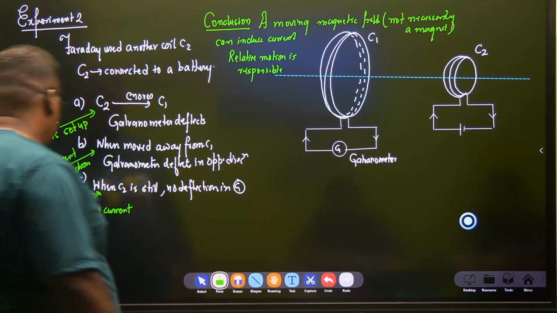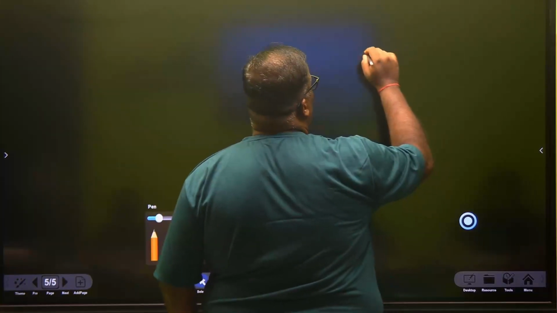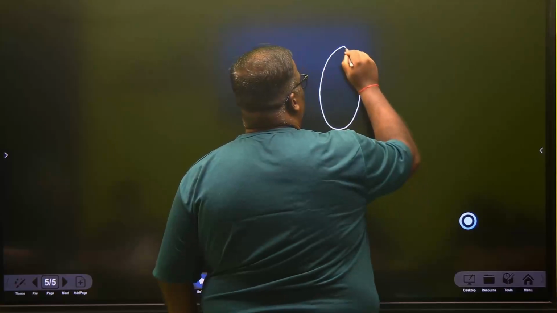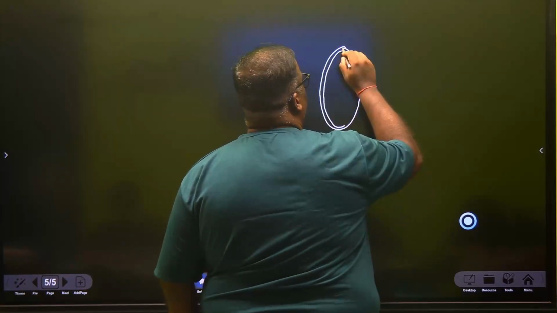So we go to our third experiment. Again, third is same as first. Just same as first. In coil C2 circuit, put one key. So this is my C1.